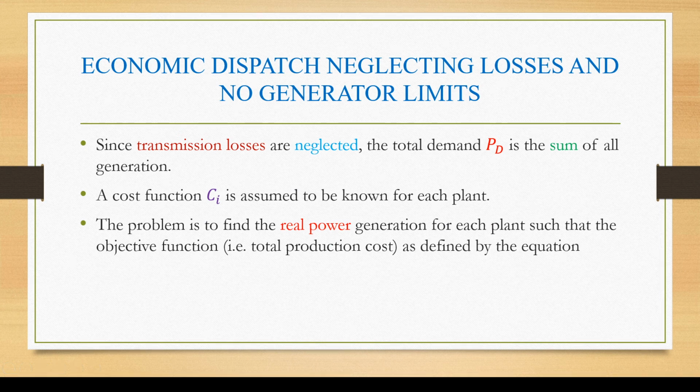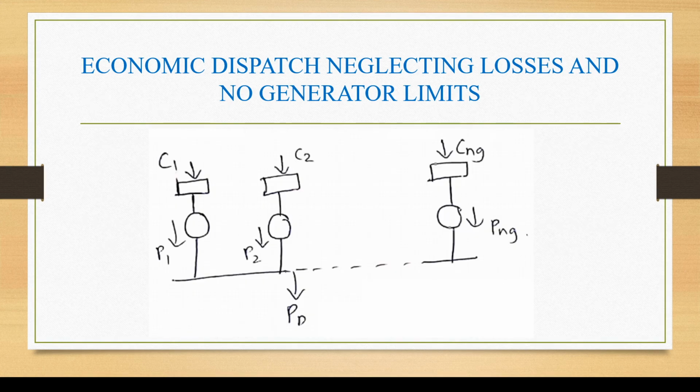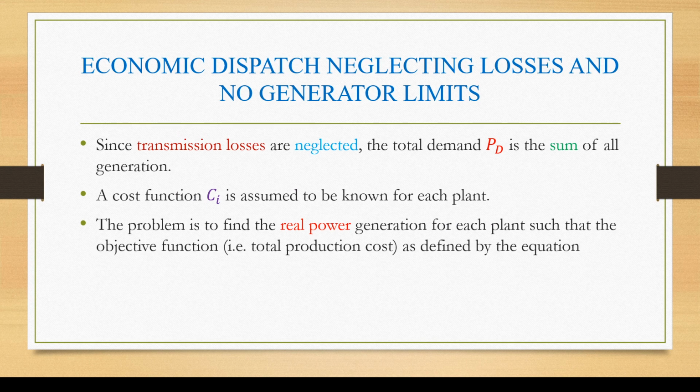Now, as the transmission losses are neglected, total demand PD will be the sum of all the generations. That is, PD will be equal to P1 plus P2 plus P3 and so on till PNG. We are not including transmission losses here. If they are included, then the equation will be different, and we have to include plus PL. Next, the cost function Ci is assumed to be known for each plant. So for each plant we are assuming that this Ci will be known to us.